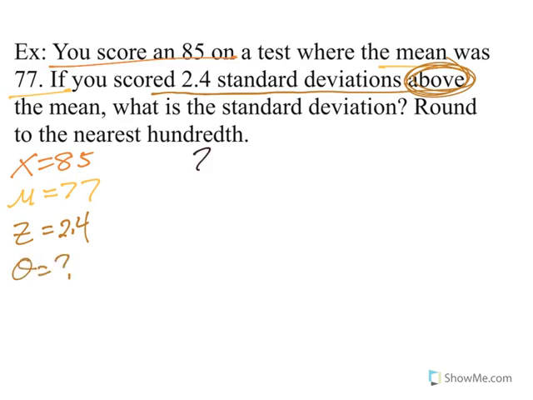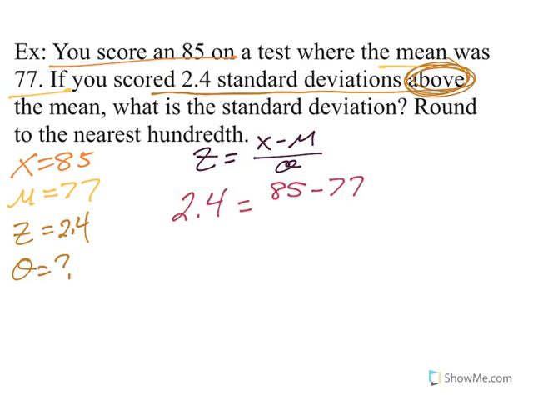Okay, so our formula, z equals x minus mu all over sigma. Let's plug in what we know. Z is 2.4. X is 85. Mu is 77. Sigma is unknown. And we know solving equations, you've got to do the same thing to both sides. Well, before I get into any of that, I'm going to go ahead and simplify in the numerator because 85 minus 77 is 8. So I got 2.4 equals 8 over sigma.